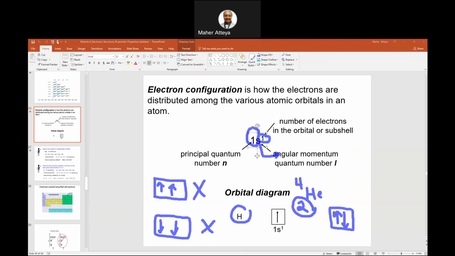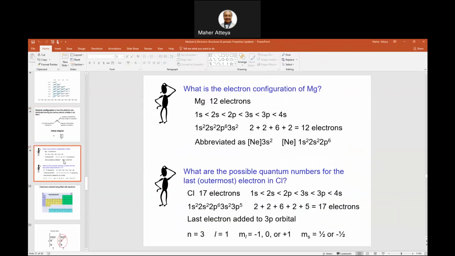Now we'll go here and look at magnesium. Magnesium has 12 electrons. So for 12 electrons, I'll start with 1s, maximum of 2, correct? Then 2s and 2p, that's the second period. Maximum 2s2, maximum of p is 6. So 6 plus 2 plus 2 is 10. The 3s is 2 to make 12.